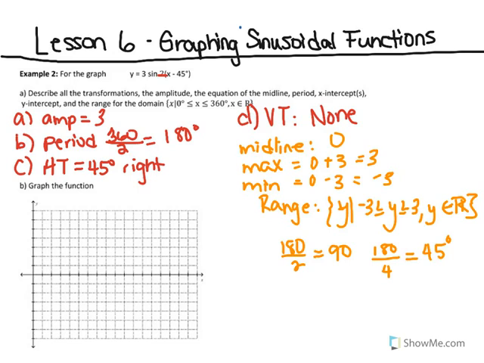So first we're going to draw our midline in. It's at 0, so we don't actually have to draw that in. Now we want to label our axes. So because we're moving 45 to the right, we're going to use 45. So we're going to go up every 2 is 45. So 45, 90.